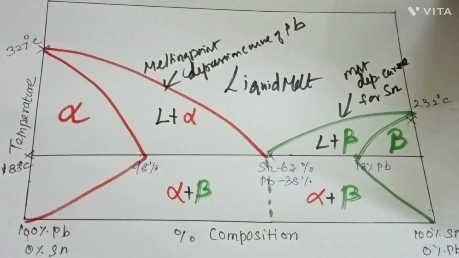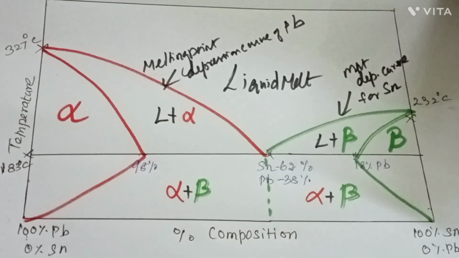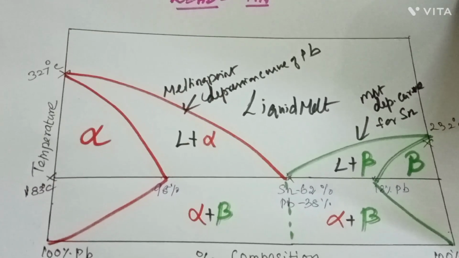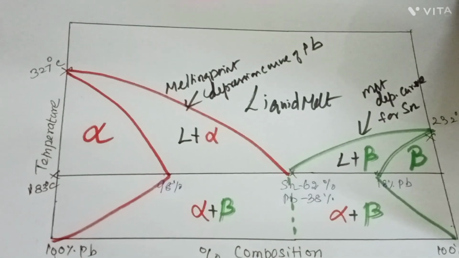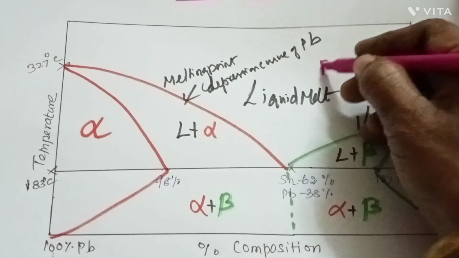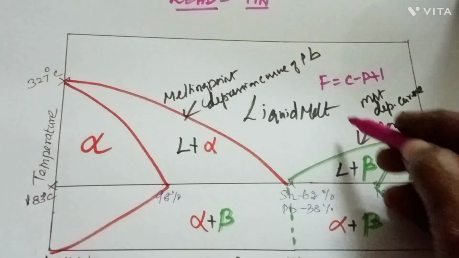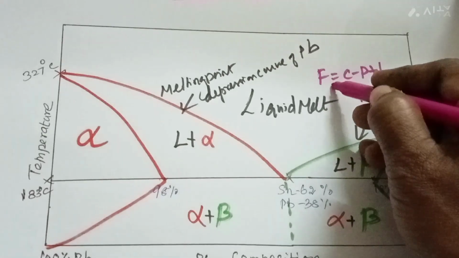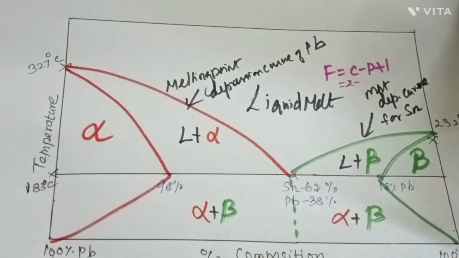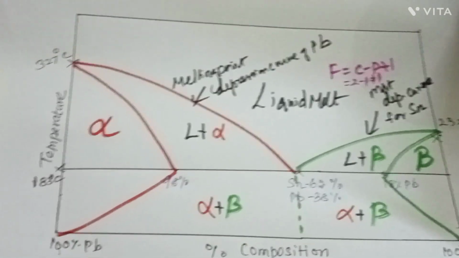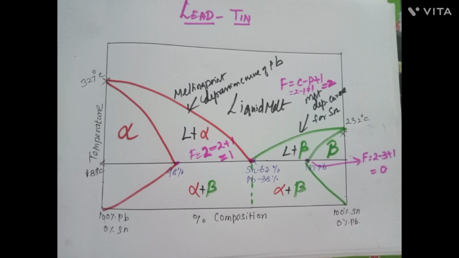So the degrees of freedom in the area above the curve: only one phase exists, that is liquid melt alone, right? So P is equal to 1. And the number of components is equal to 2 because lead and tin exist. So 2 minus 1 plus 1, F is equal to 2. You should note one thing, that in this system wherever one phase exists, F will be equal to 2. Wherever two phases exist, F will be equal to 1.